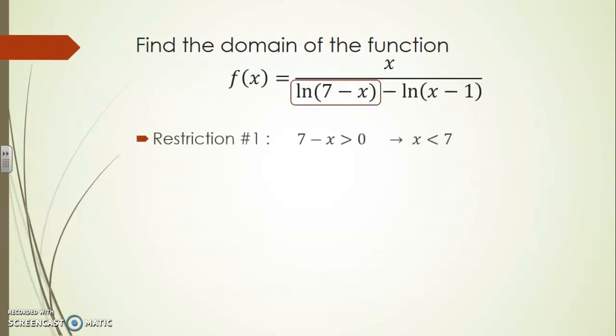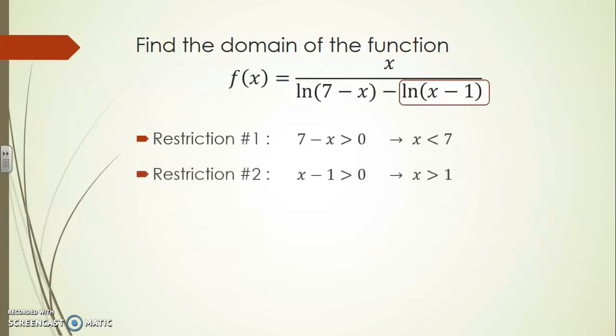imposed. So restriction number 1, recall that logarithms are only defined when their arguments are positive. So we have to impose that 7 minus x stay positive. In other words, x must be less than 7. The second logarithm must also be well defined, so x minus 1 has to stay positive. Therefore, x is greater than 1.